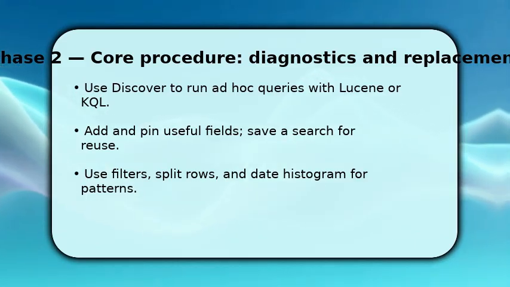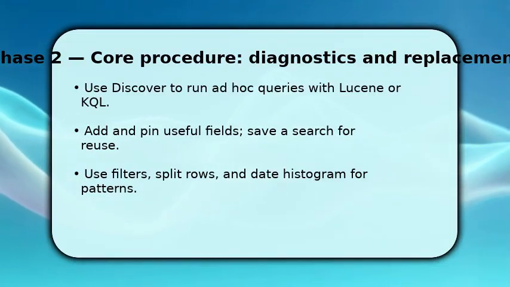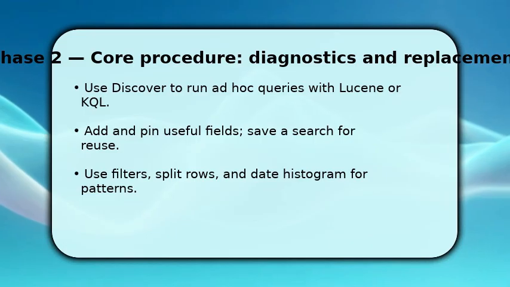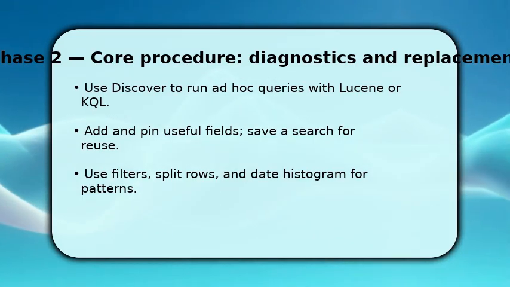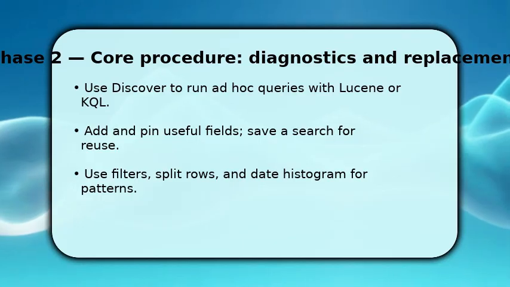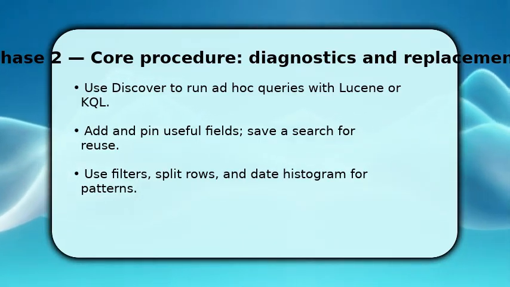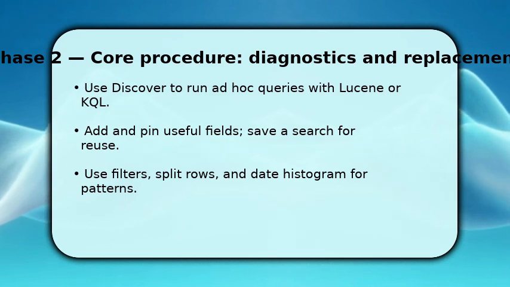Type a focused filter, then add frequently used fields to the table and pin them so columns persist across views. Once you have the shape of your data, save the search for dashboards and alerts. Use split rows and a date histogram to reveal spikes or gaps, and combine free text queries with structured filters to narrow results quickly. This method helps you find root causes faster and build repeatable views.